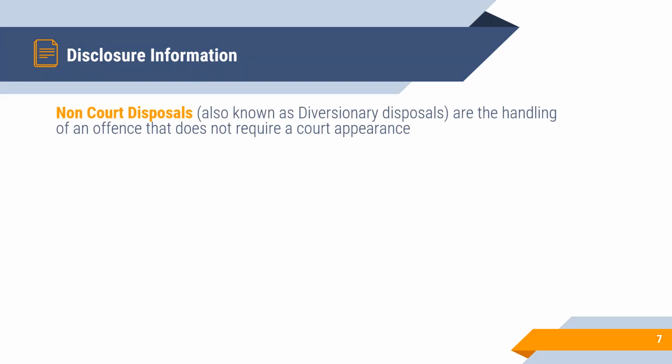The following are examples of how non-court disposals would appear on a disclosure certificate. They are also known as diversionary disposals and include cautions, informed warnings, and diversionary youth conferences used by the Youth Justice Agency.